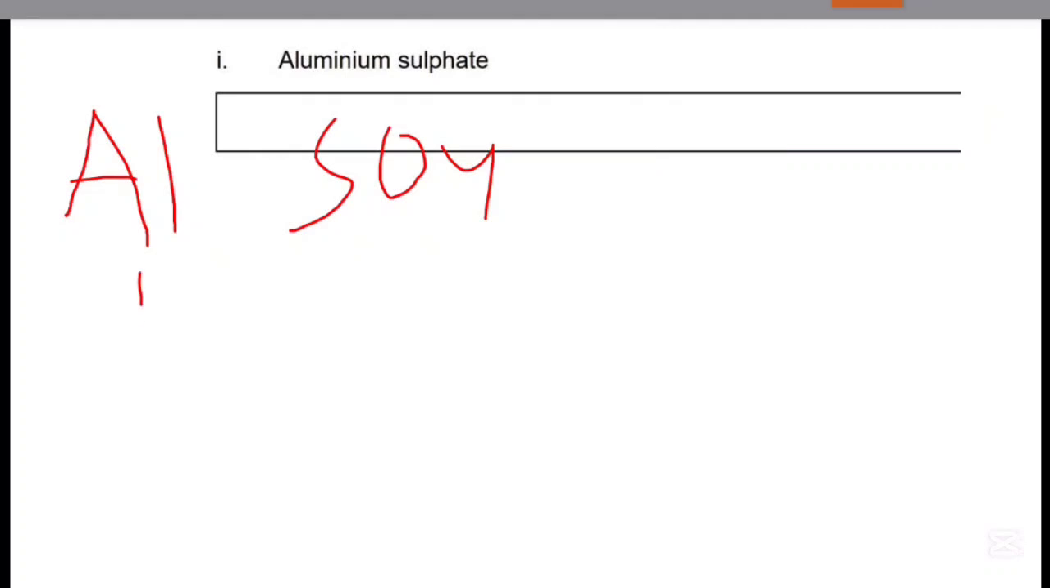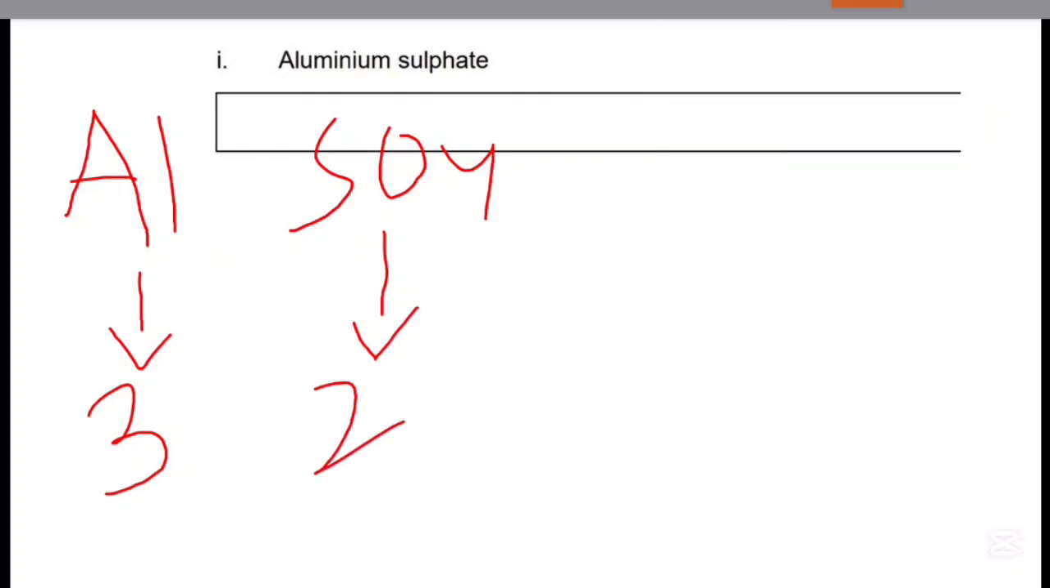So what is the symbol of aluminium? Aluminium is Al and sulfate is SO4. So what is the electronic configuration of aluminium? Firstly, the atomic number of aluminium is 13 and the electronic configuration is 2, 8, 3. Therefore, the valency of aluminium is 3.